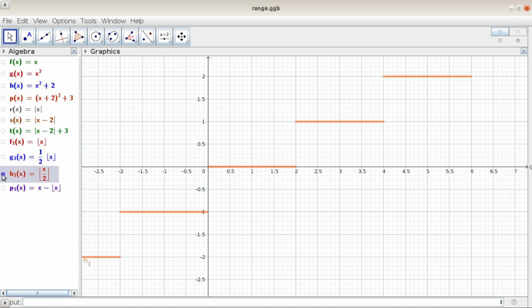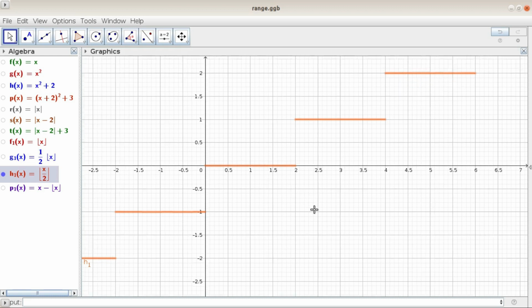Now next function is floor x by 2. Domain is R. Here y value is 0. Here y value is 1. Here y value is 2, etc. So domain is R and range is equal to set of all integers.